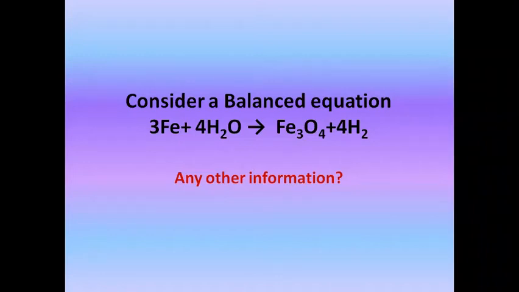Okay, students, hello, welcome to this virtual session where we are going to learn about how we can make a chemical equation more informative. For that, let us consider a balanced equation. This is a balanced equation where you can see that three atoms of iron react with four molecules of water and give one molecule of iron oxide, and four molecules of hydrogen are given out.